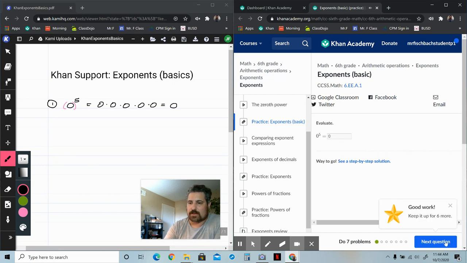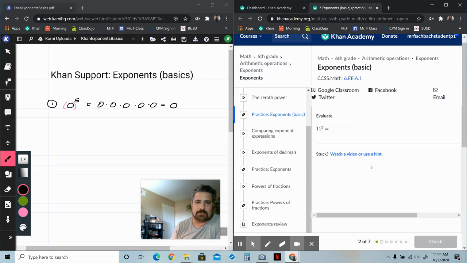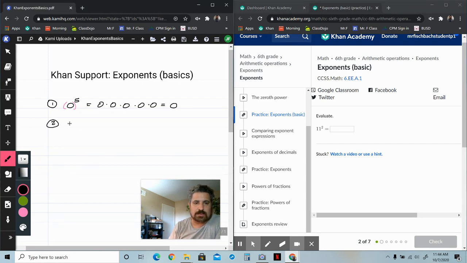Okay. The next one you want to do is 11 to the 2nd power. So the base value, 11, raised to the 2nd power. What does that mean? It means you're going to take that 11 and multiply it by itself 2 times. So you're going to go 11 times 11. Now 11 times 11 is 121. I have that one memorized.